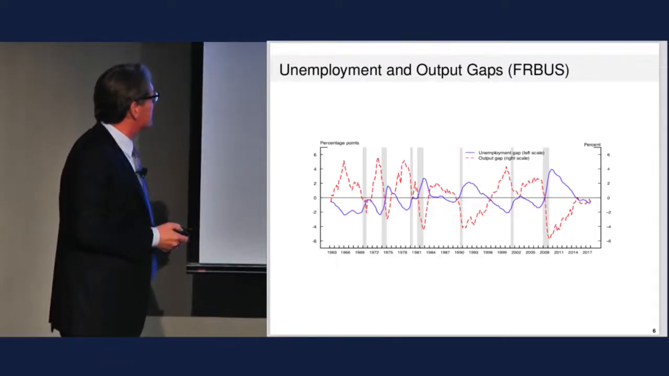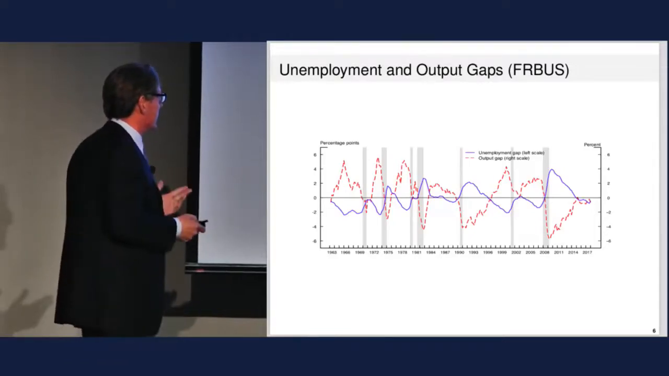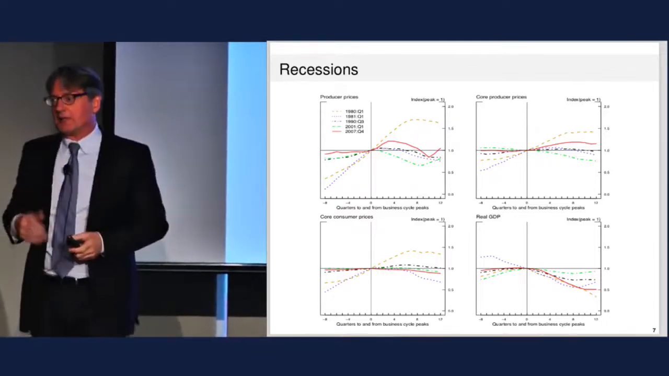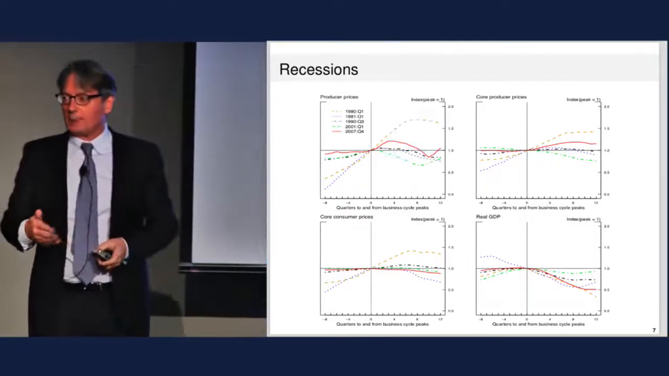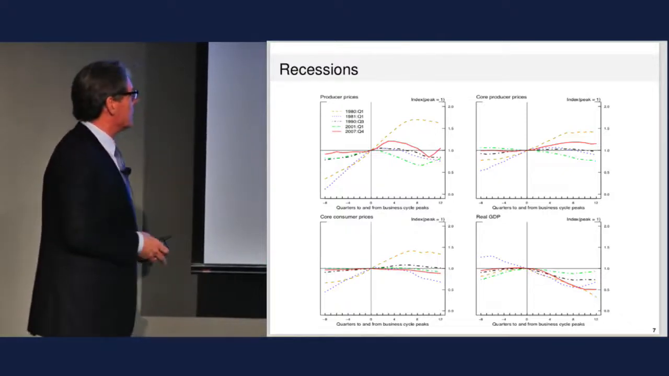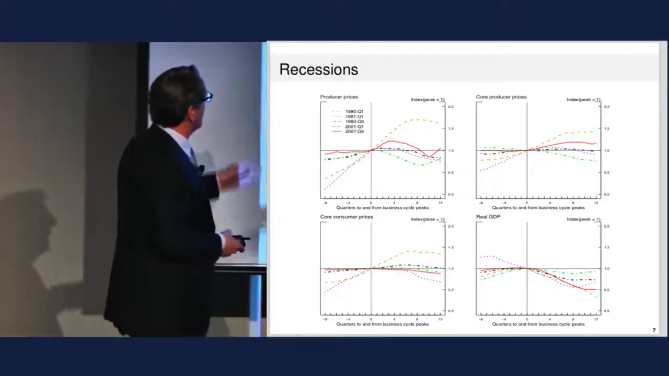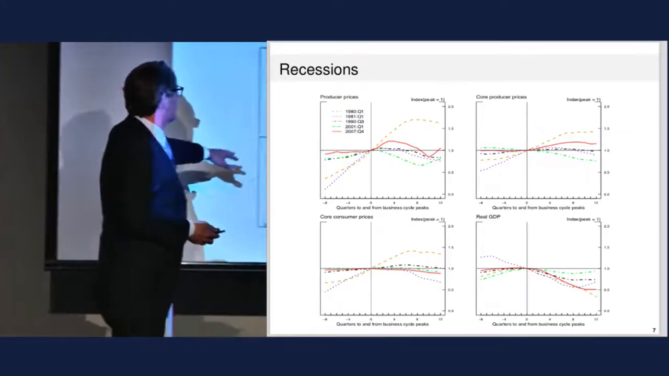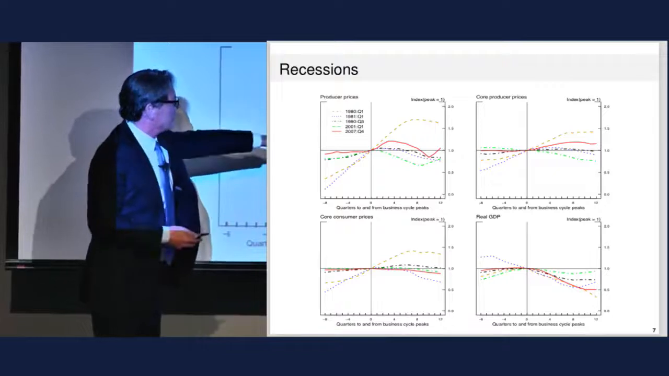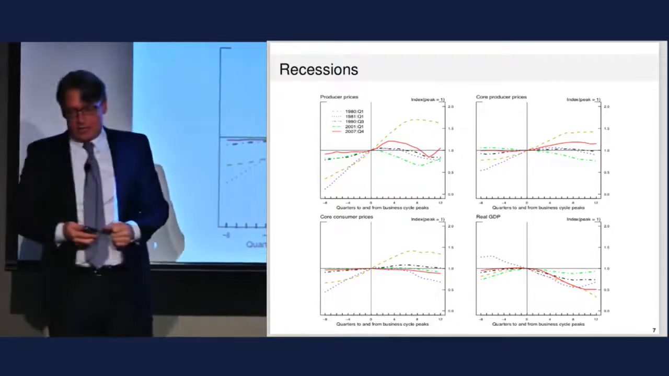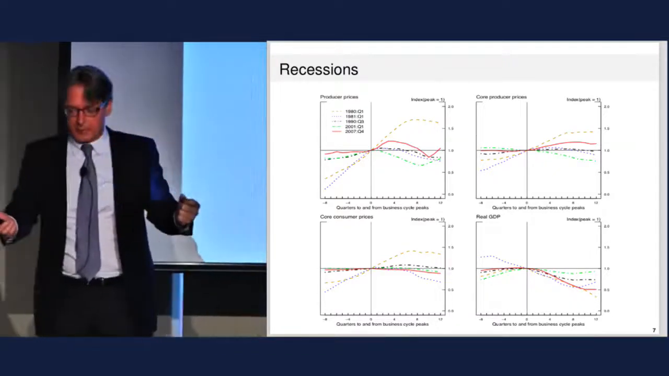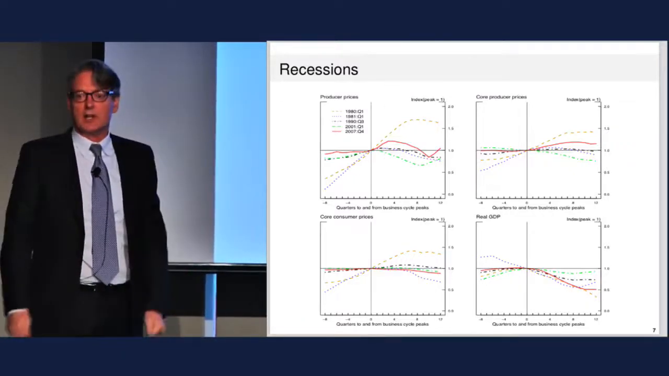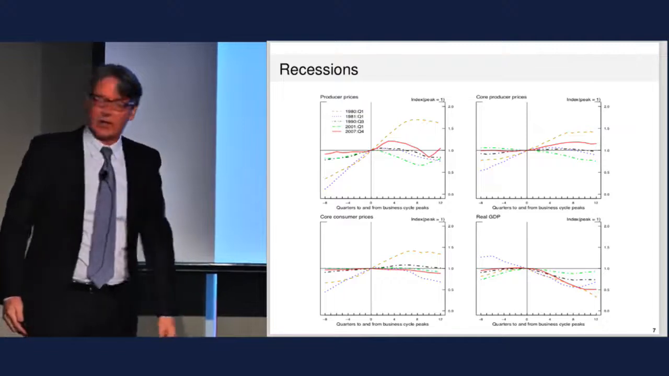So we're just going to estimate. One thing before I get into the data, I want to highlight one way of looking at why studying inflation is a hard thing to do. Here I've taken the core producer prices, the core consumer prices, and real GDP, and plotted their deviation from a stochastic trend, using a recent paper by Hamilton, where we compute this around each recession date.